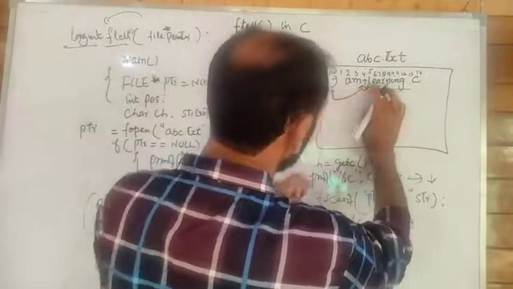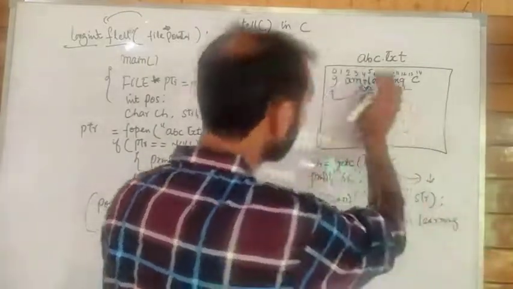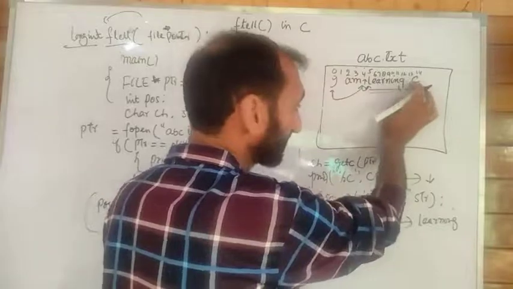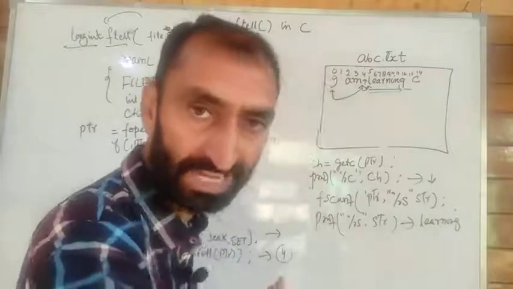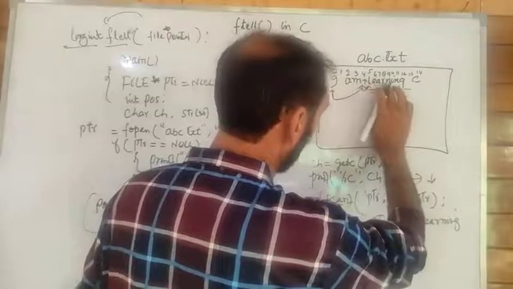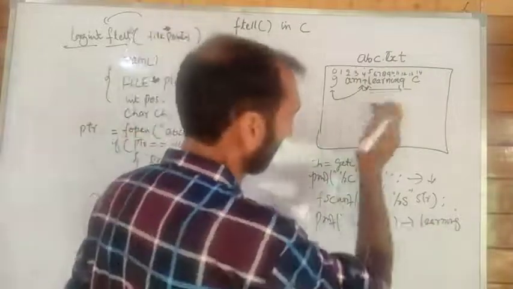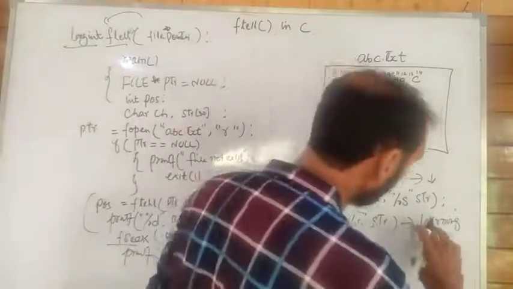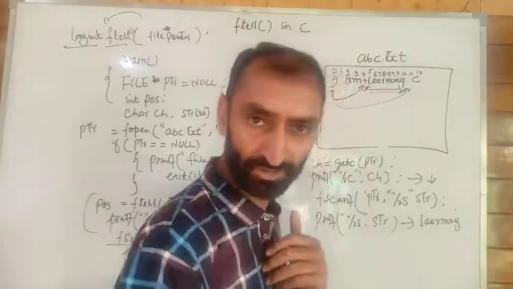That means A1, 2, 3 learning. It will print learning, because after learning there is a blank space. In strings, the blank space is considered the end of the string. That means this string is from L to G, so it will print learning, because after that it will encounter the end of the string. So learning will get printed. Now the file pointer will point to here.